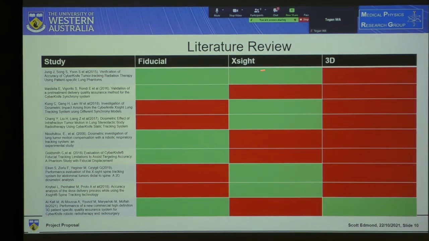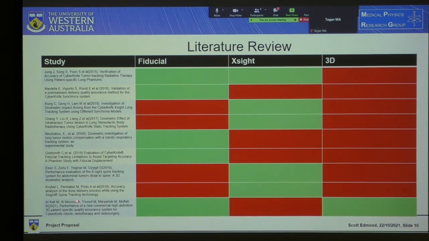So this is the literature review I've done. I just wanted to give an overview. These are all specifically dosimetric studies of the CyberKnife system, and some looked at Fiducial and Xsight. This is a particularly important one. A lot have looked at the individual ones. However, you'll note that there's essentially no 3D studies. Most use a 2-dimensional film study using a moving phantom.